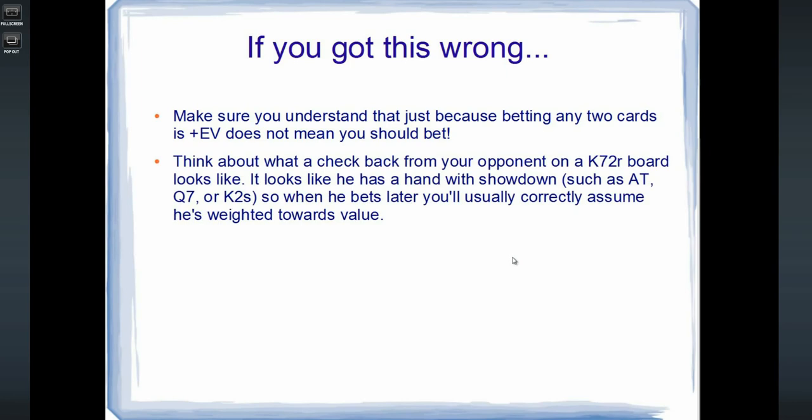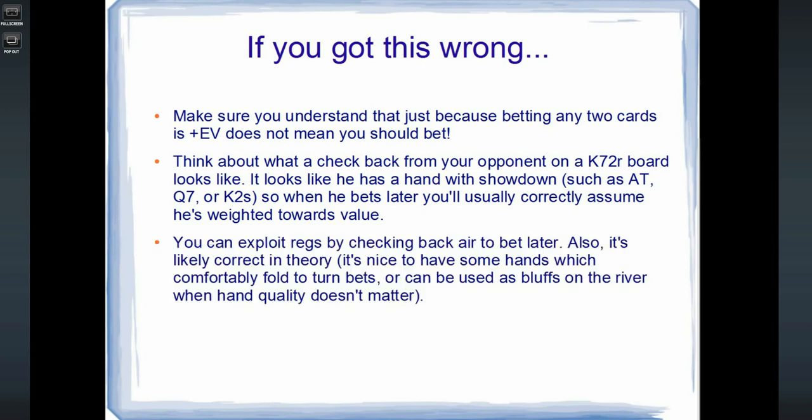Think about what a check back from your opponent on a King 7-2 rainbow board looks like. It looks like he has a hand with showdown value such as Ace-10, Queen-7, or King-2 suited, so when he bets later, you'll usually correctly assume he's weighted towards value. You can exploit regs by checking back air to bet later. Also, it's likely correct in theory.